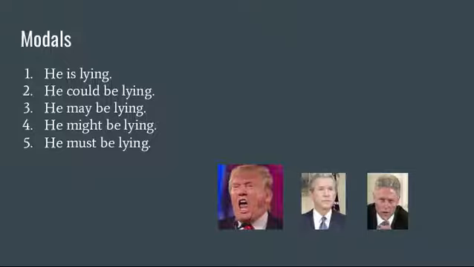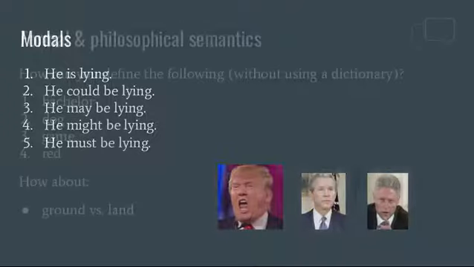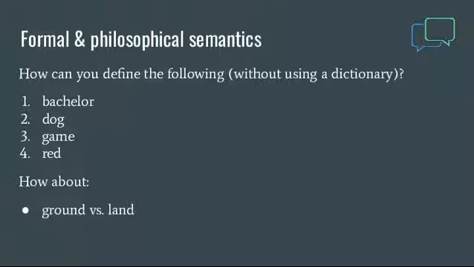So this is often just a slight difference in nuance. Could is more internal, focusing on the subject, while may or might are more external, focusing on the situation or the circumstances. And that's a distinction that may not exist in other languages. Okay, now back to the formal philosophical semantics.